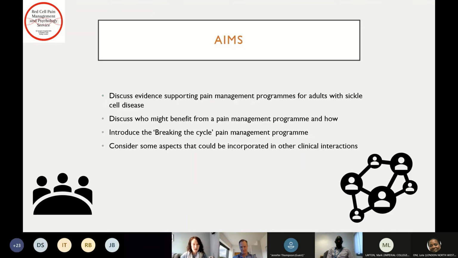Through my presentation, I'll briefly discuss the evidence supporting pain management programmes for adults with sickle cell disease, and try to discuss who might benefit from a pain management programme and how people can benefit. I'll introduce you to the Breaking the Cycle programme, which is the programme we run at St George's, and really briefly consider some aspects of the type of approach that we have that might be incorporated into more brief clinical encounters.